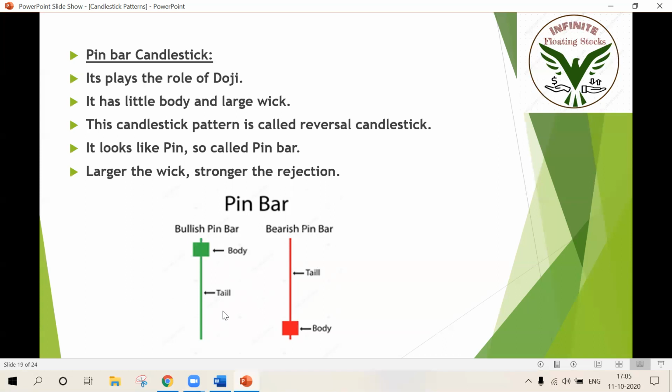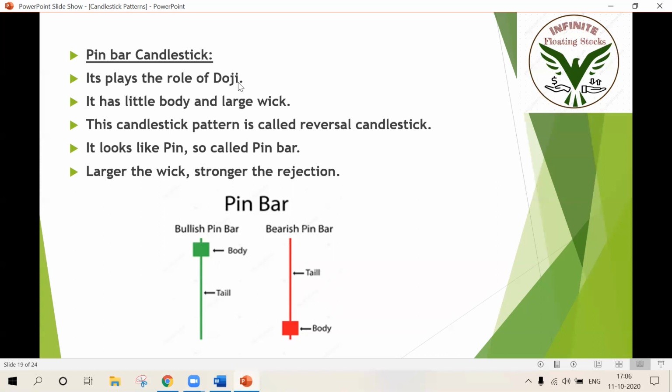It will have a long wick and a little body at the top, and also a small wick above the body. For a bearish pin bar, it will have a long wick at the top and a small body at the bottom, and the color of the body should be red. For a bullish pin bar, the color of the body should be green, and there will be a small wick at the bottom of the body. That is very important because of that it looks like a pin, and we call it a pin bar.